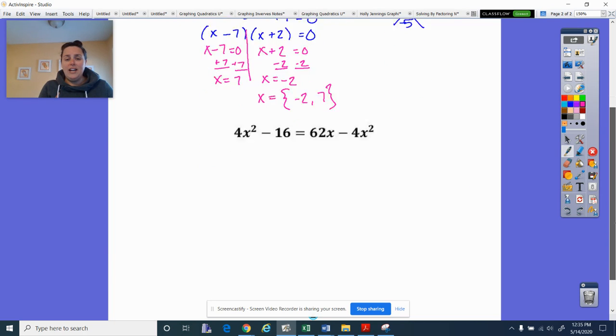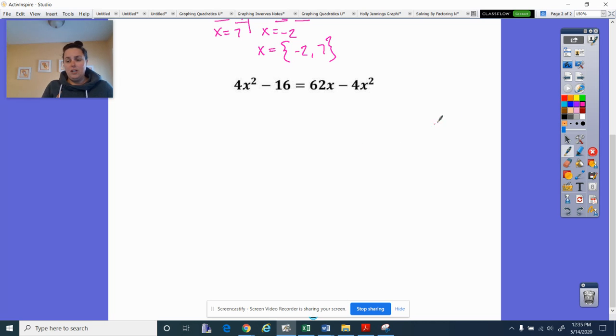Now let's look at our second problem here, which said 4x squared minus 16 equals 62x minus 4x squared. Right off the bat, it looks like my 4x squared and my negative 4x squared are going to cancel out, but they're not because they're not on the same side of the equal sign. Remember, we need to move our values so that all of my x squareds are on the same side. So I'm adding 4x squared to both sides. That cancels over here, and I have 8x squared minus 16 equals 62x.